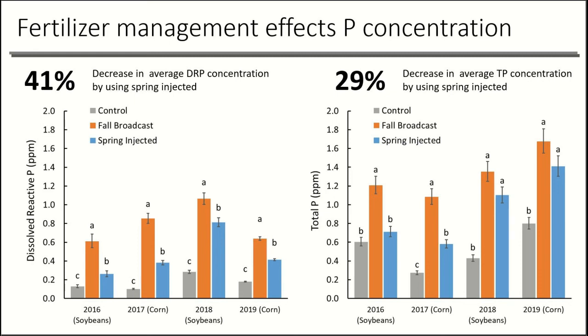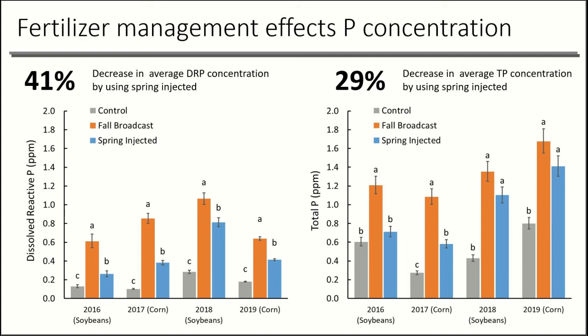This data here shows the dissolved reactive phosphorus and total phosphorus concentrations in runoff. We see that by subsurface placing that fertilizer in the spring, with the spring injected treatment, we saw consistently lower dissolved reactive phosphorus concentrations in runoff every single year of the study, about 41% decrease of dissolved reactive phosphorus concentration. The total phosphorus concentrations decreased by an average of 29%.